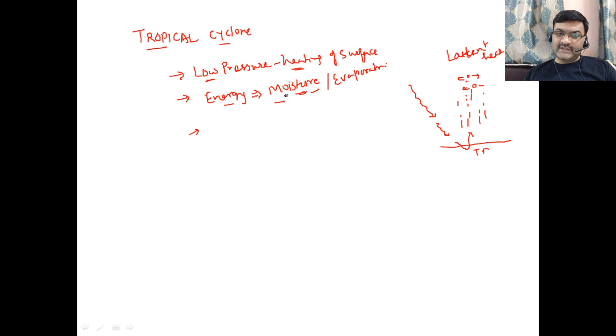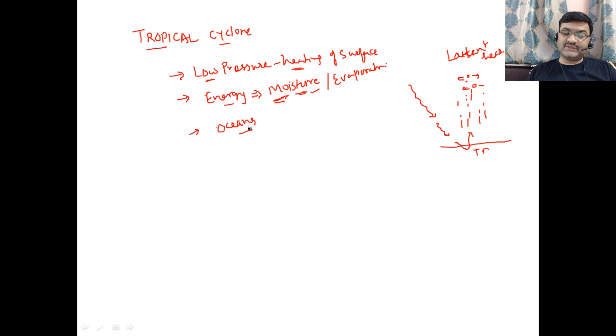So if it is formed by moisture, it means that the tropical cyclone will be formed only over oceans. The tropical cyclones will not be formed over the land, remember. But temperate cyclones will be formed over both land and water. As the tropical cyclone is energized by water vapor, and the source of water vapor is the ocean, the tropical cyclone is an oceanic phenomenon. It is not a phenomenon over the land.